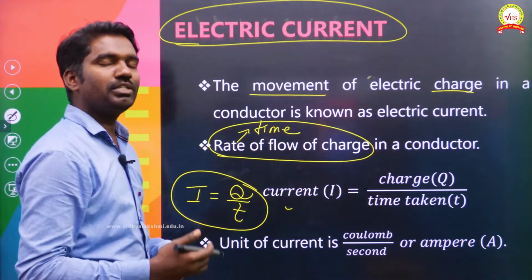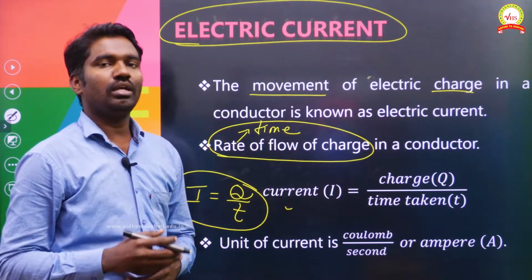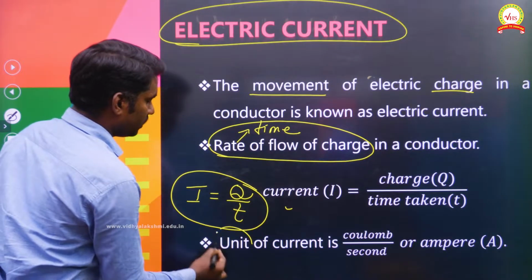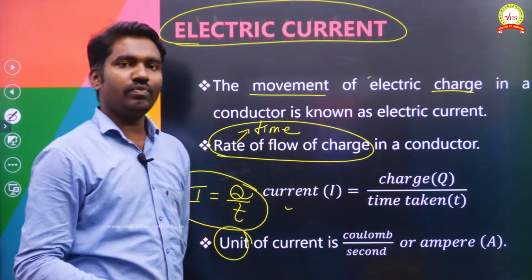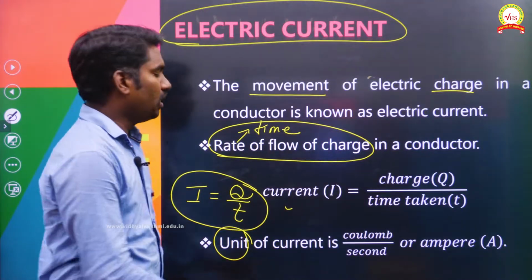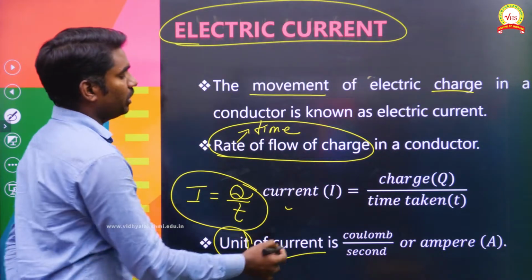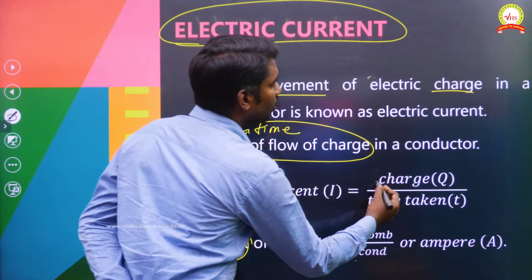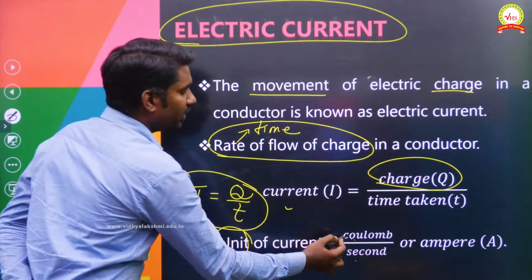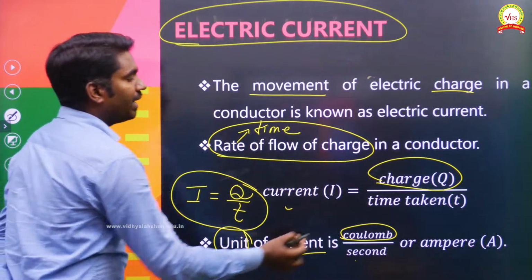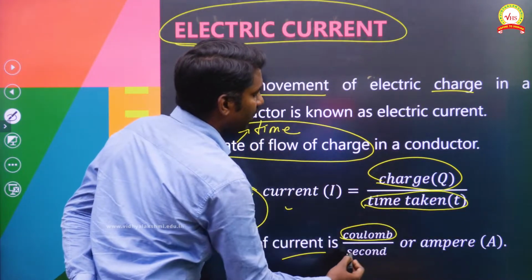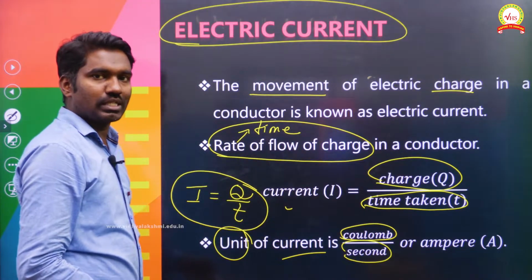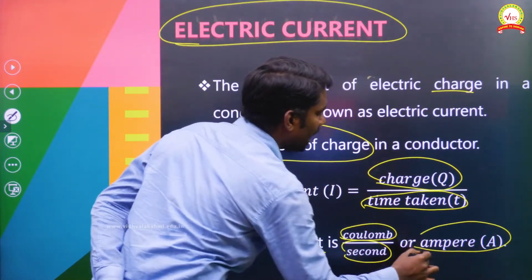When you measure current, we call it a physical quantity. What is the basic thing we require in order to measure any type of physical quantity? We require a unit. So what will be the unit of current? The unit of current is coulomb per second. Why do we get coulomb here? Because in the numerator we have charge, and the unit of charge is coulomb. In the denominator we have time taken, and the unit of time is second. So the unit of current is coulomb per second, or we can write it as the ampere.